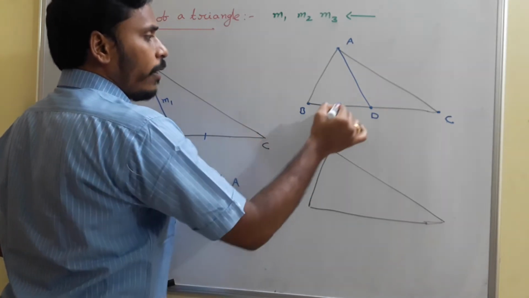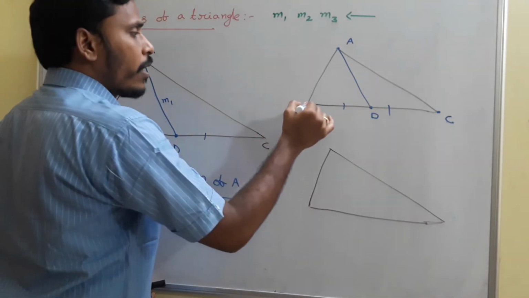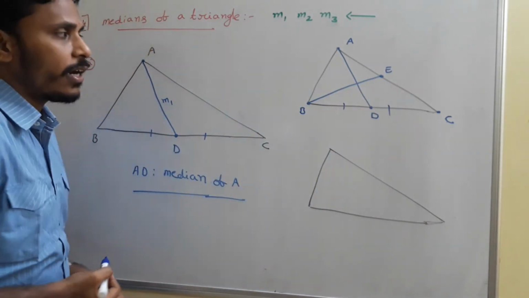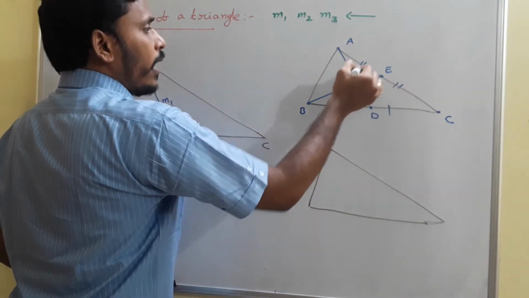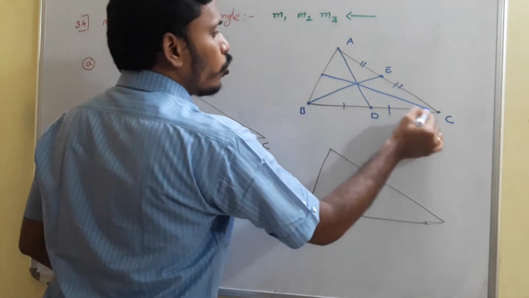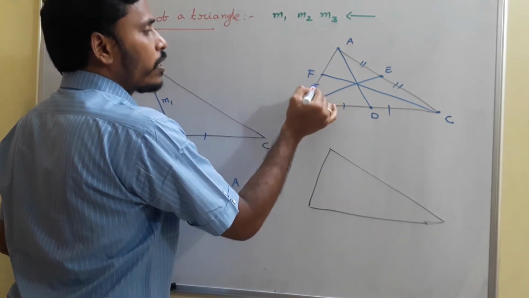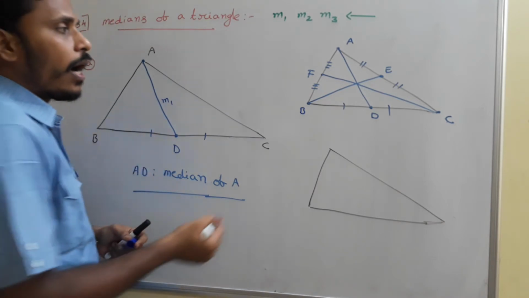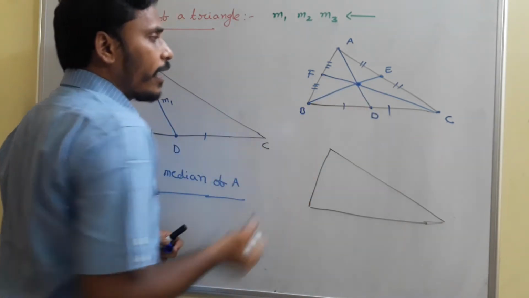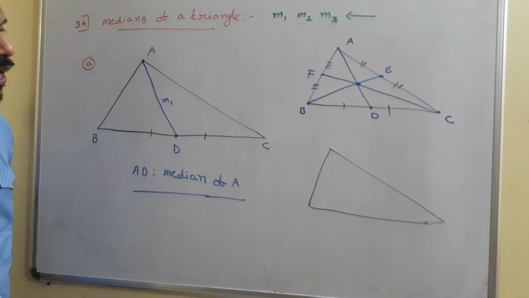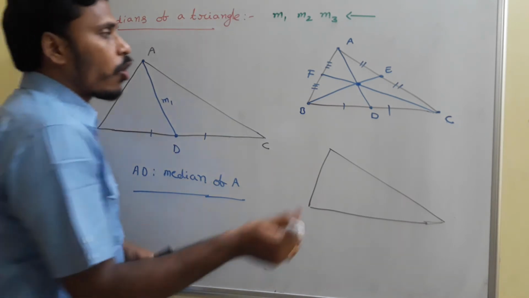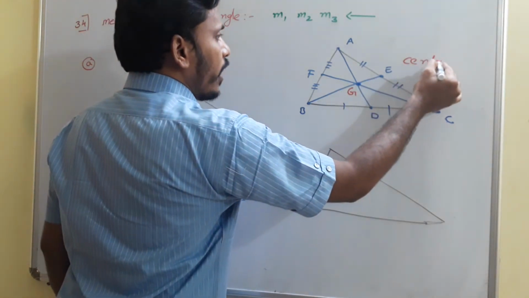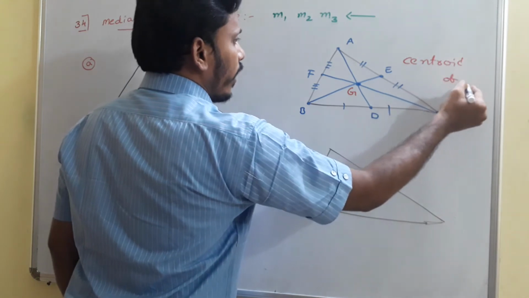This is the median through A, which meets the opposite side BC at the midpoint, and this is the median through B, which meets the opposite side AC at the midpoint E, and this is the median through C, which meets the opposite side AB at the midpoint. There are three medians in a triangle, and those three medians will for sure meet at a point. That point of concurrency is the centroid of the triangle, denoted by G.